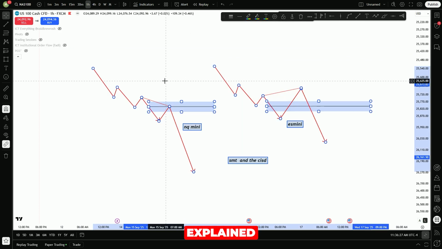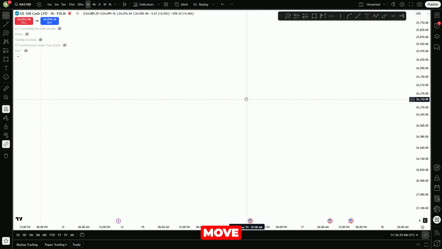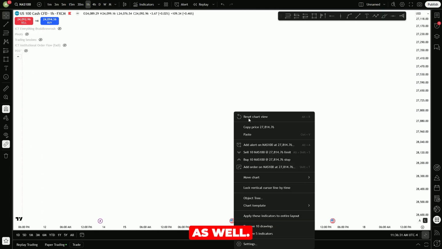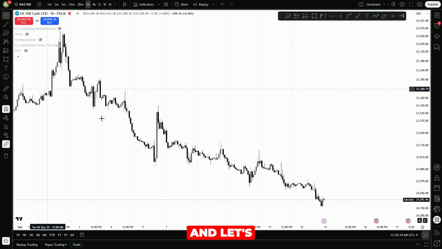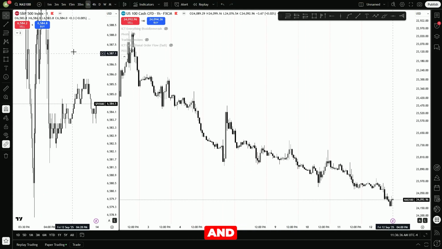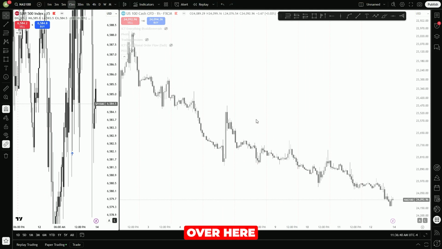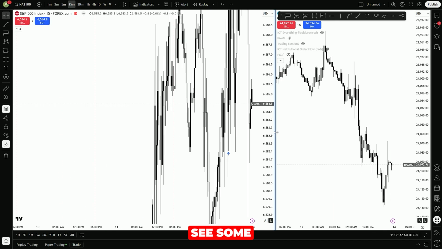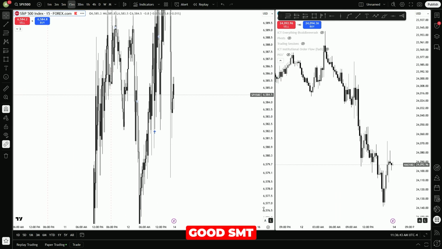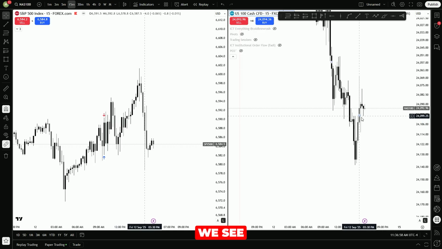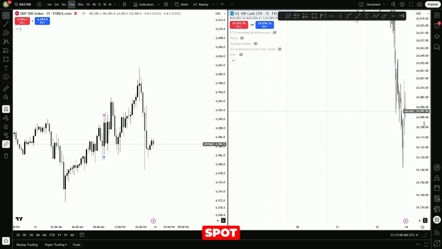Now as I explained to you about the SMT, I'm gonna move towards some examples as well. Let's bring out the chart of S&P 500 and just go with the 15-minute over here, so that we can see some good SMTs. Now what do we see over here? We're gonna spot the SMT.